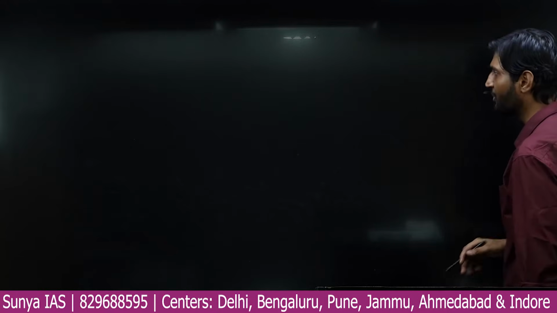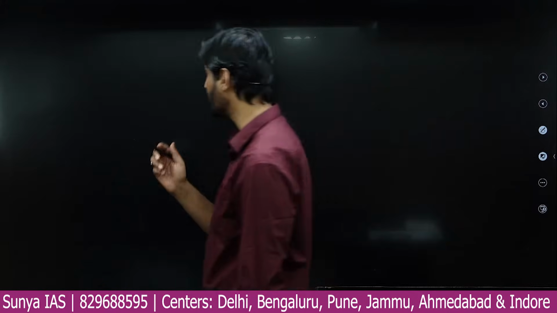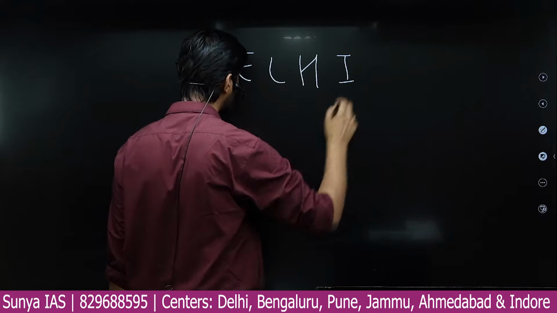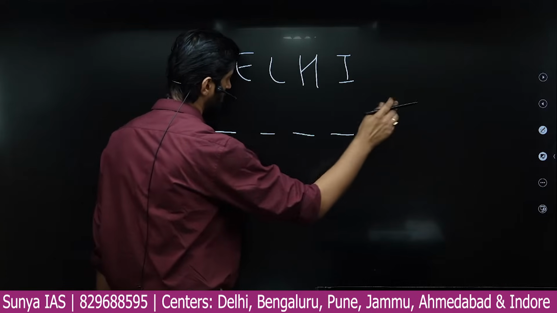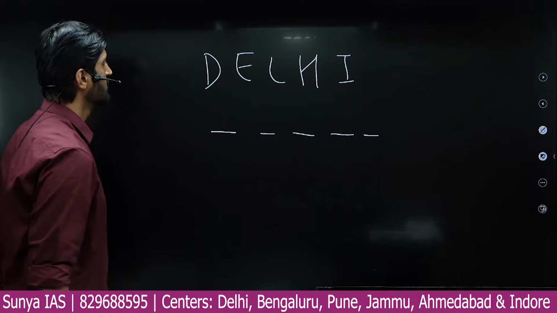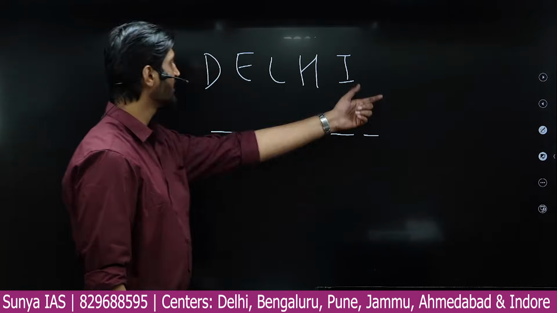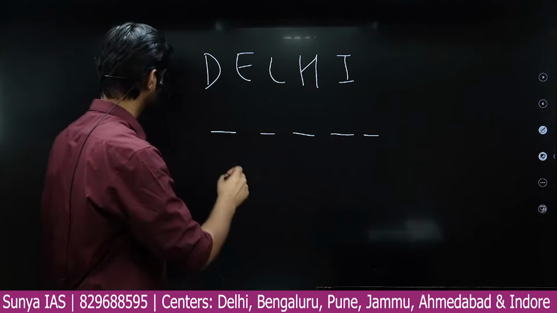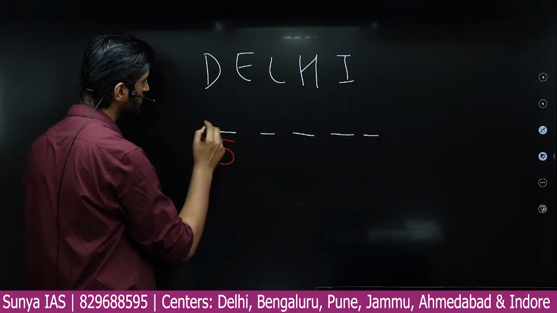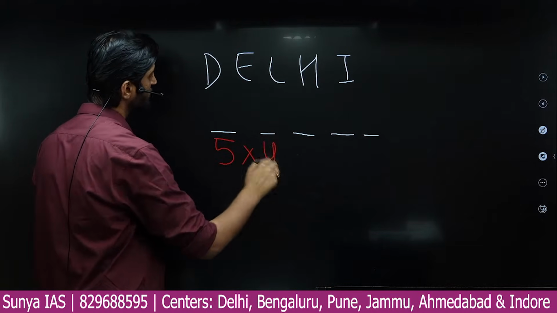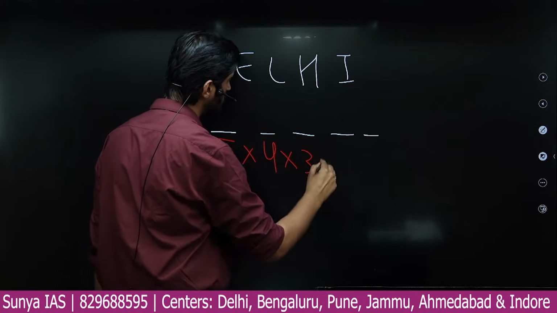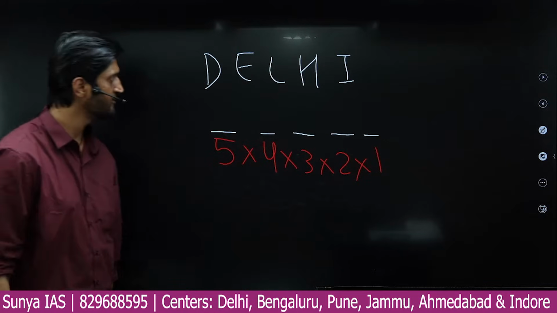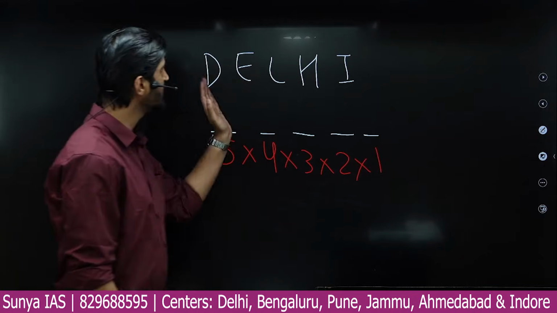So we saw the example of Sunya. We saw the example of Delhi also. When we have Delhi, if we want to create different 5-lettered words, we'll be having here at the first place 5 choices. Here we will be having 4 choices, 3, 2 and 1. This will be the way in which we will be filling, right? Because all the letters are different.